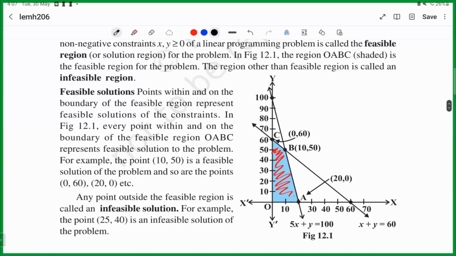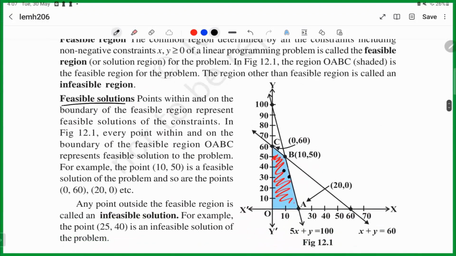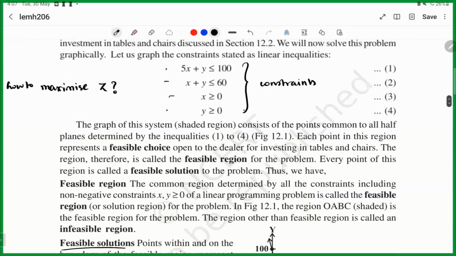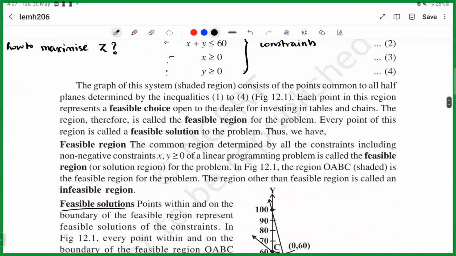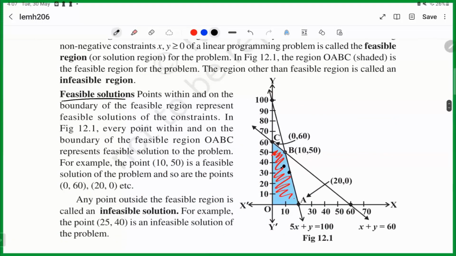So feasible solutions are points inside or on this region which satisfy the four constraints. Basically, any point inside the region or on the region satisfies all four constraints and is therefore a viable value that you can consider. For example, in an abstract sense, maybe going to school tomorrow is a feasible option. It lies inside the region, whereas going to some other country, let's say, is maybe outside the region.